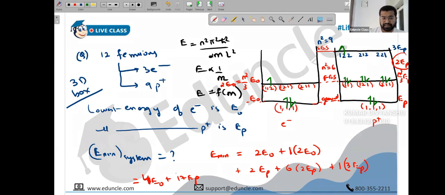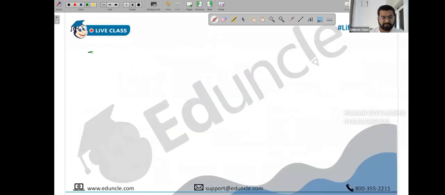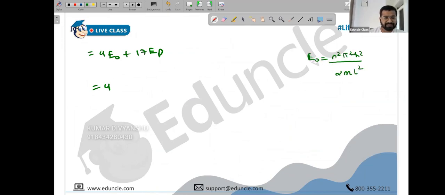Okay. And when you write 4 E naught plus 17 EP, you can further write this as, so your final answer would be 4 E naught plus 17 EP. This would be 4 into, what is E naught equal to, the ground state value in 3D. That's important now. Let's recall. So that was n square pi square h square upon 2 m L square. The value of n square is 3 for the ground state, because n square is nx square plus ny square plus nz square. So that's 1 plus 1 plus 1. So this is actually 3.